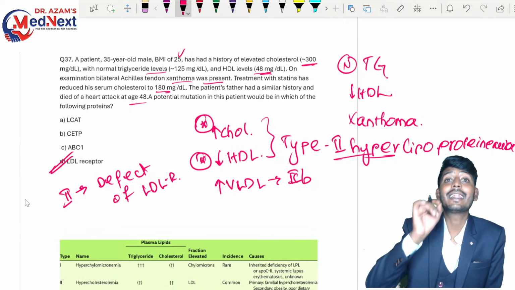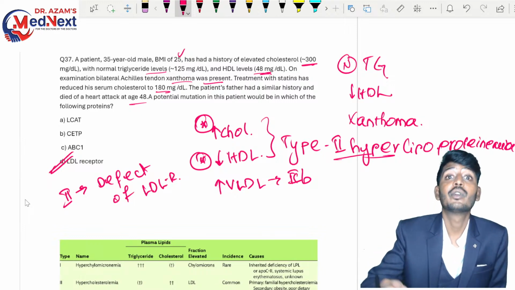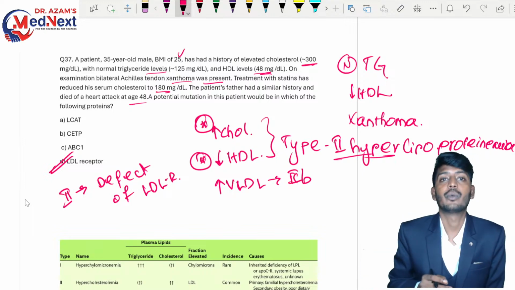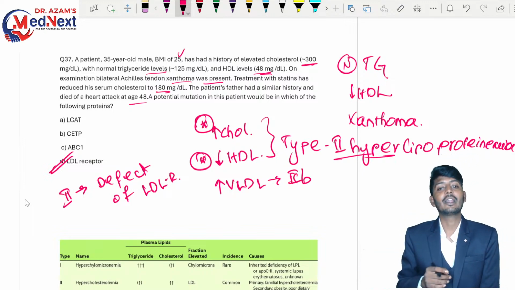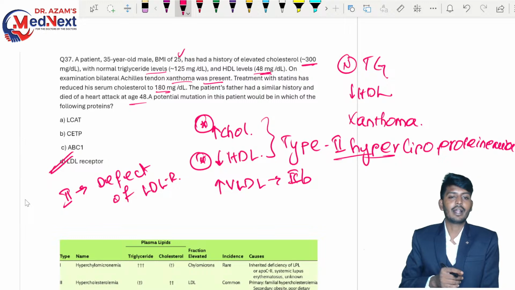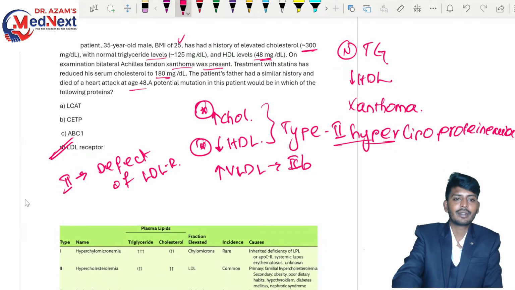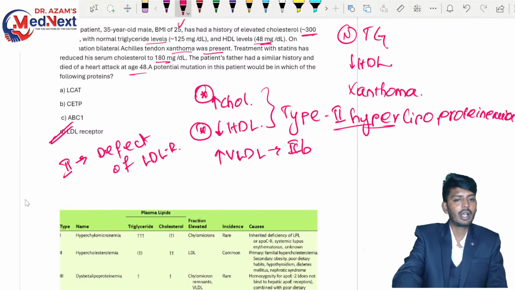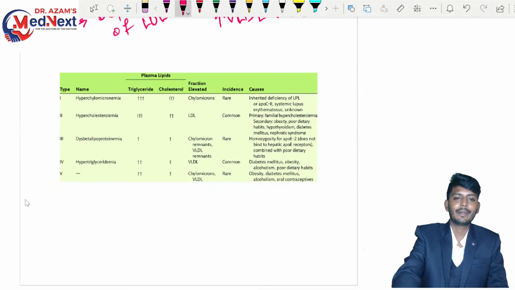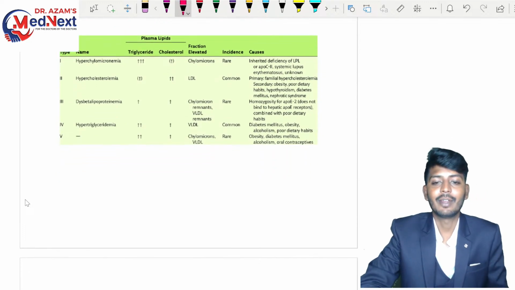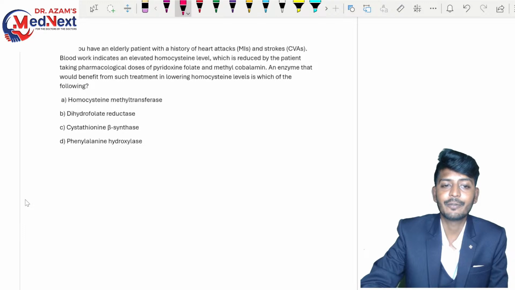So where are LDL receptors located, sir? They are located on the liver. Where are they located? Liver. So the answer is LDL receptor. If you gave this answer for the 38th question, you're absolutely correct, Tarun Agarwal. The answer is LDL receptor. I have added a table so that when you go through the notes later, it is easy for you.